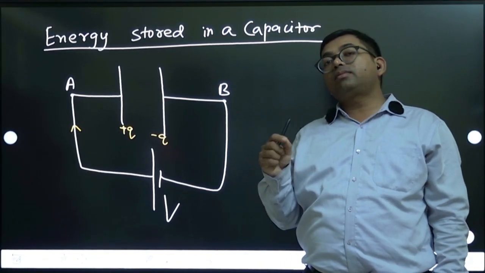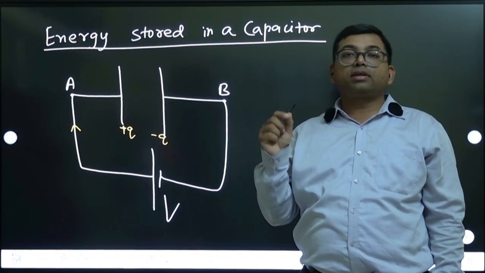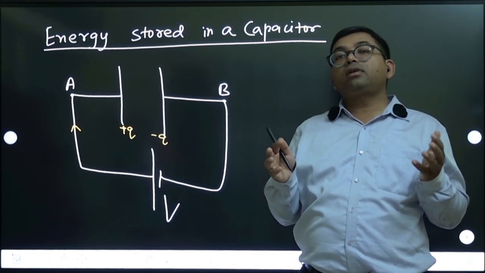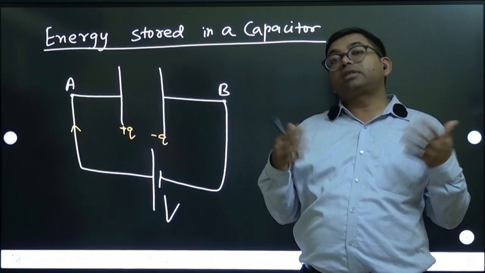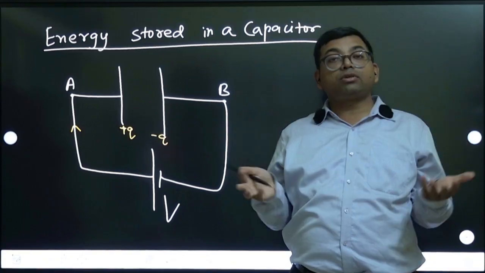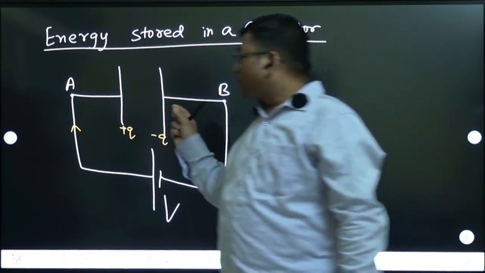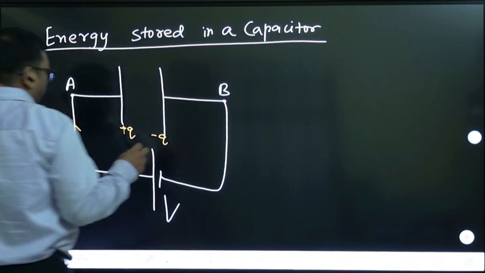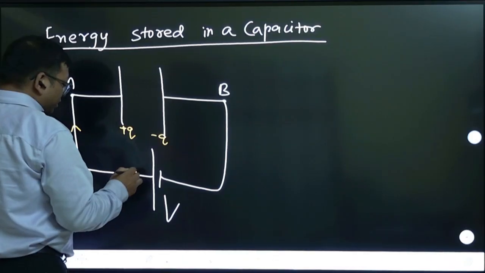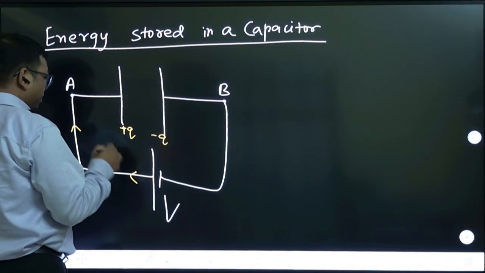As soon as you connect with a battery, it will take some time for getting charge, and once it becomes fully charged, after that it will not store any extra charge. So there will be a maximum charge. That charge, you know, q equal to C into V, but it will take some time. So the idea is that the battery has to send charge, right? Suppose the battery is sending charge.